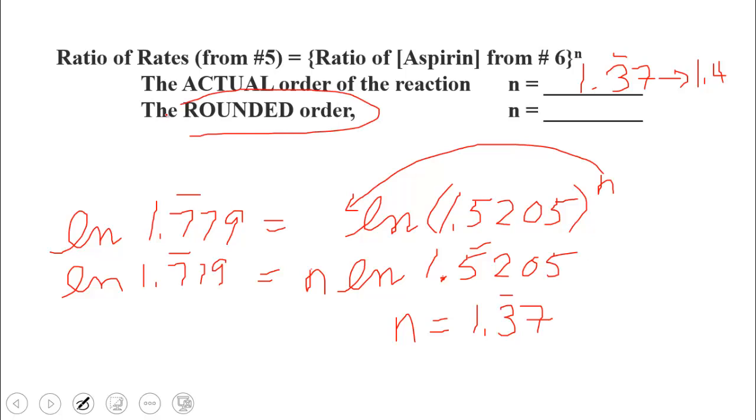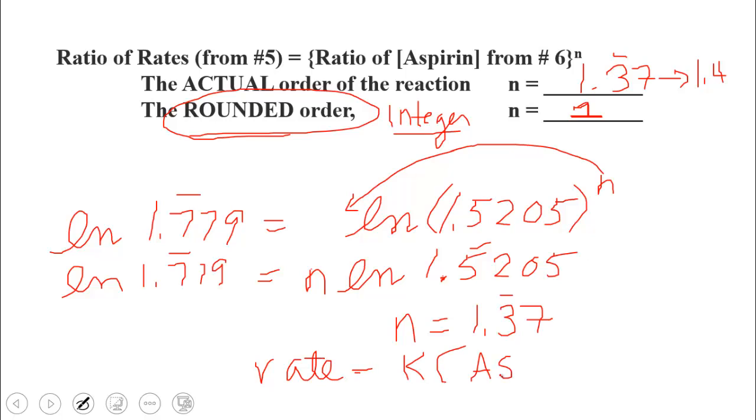Now, the rounded order, what I mean by that is I want an actual integer. What integer are we closest to? And in this case, we are closest to a first order reaction with respect to any errors and things like that. So right now, we could then write the rate is equal to k times the concentration of aspirin to the first order. So if we double the concentration of aspirin, the rate should double.